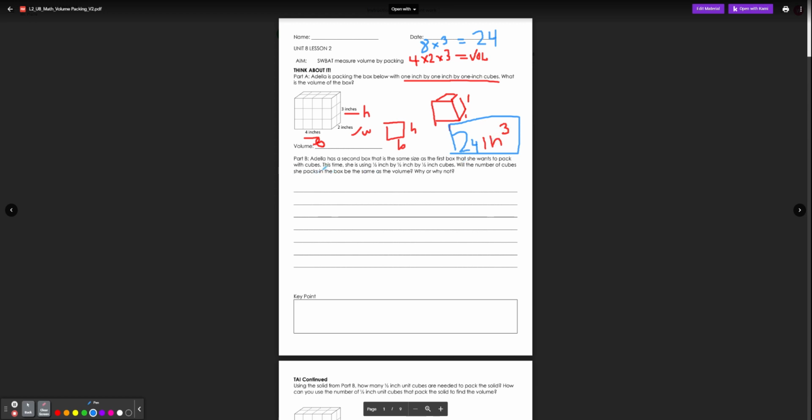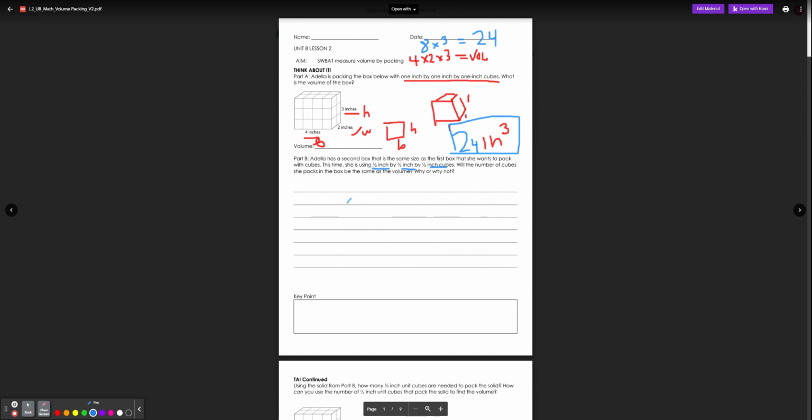Now part B says that Adela has a second box that's the same size as the first box that she wants to pack with the same cubes. But this time, she's going to be using 1/2 inch by 1/2 inch by 1/2 inch cubes. Will the number of cubes she packs in the box be the same volume as before? Why or why not?